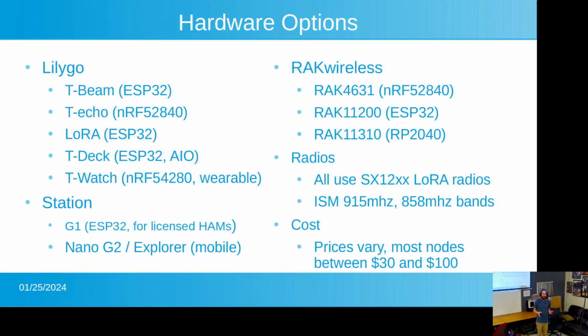Rack Wireless, they're a US company, and they make some very neat modular hardware. And almost all of them that I've seen use some variation of the Semtech LoRa radio. The microcontroller ESP32s are probably the most popular, just because they're Wi-Fi and Bluetooth. This guy, the Echo, uses an NRF chip, which is Bluetooth only, which is nice because it's low power. It's got a tiny battery, but lasts quite a while.